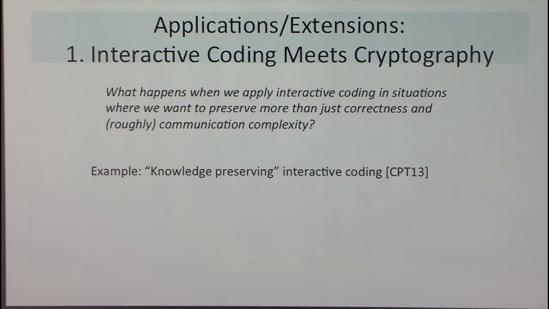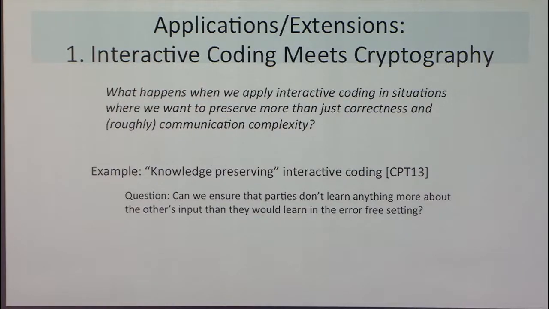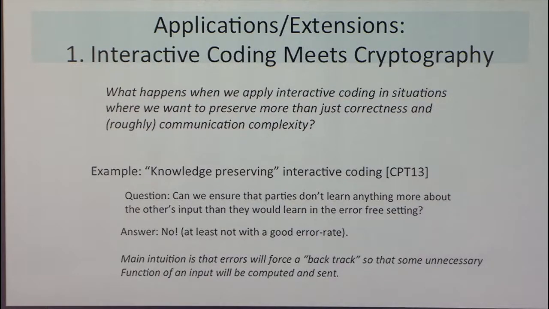There's been some work on this, say the definition of knowledge-preserving interactive coding, which tried to look at this holistically and ask, can we ensure that parties don't learn anything more about the other's input than they would have learned in the error-free setting? If you could do this, it would immediately allow you to apply it to, say, secure multi-party computation or some such settings. And the answer was no, at least not with a constant error rate.